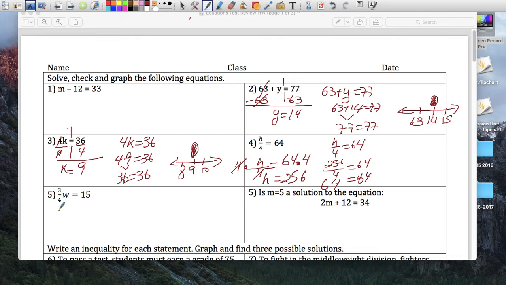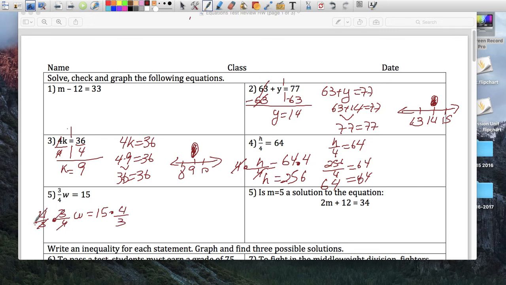Okay. Here is an example where the coefficient is a fraction. An easy way to get rid of that fraction is to multiply both sides by the reciprocal. I'm going to multiply 3/4 over here by 4/3. I'll multiply this side by 4/3.